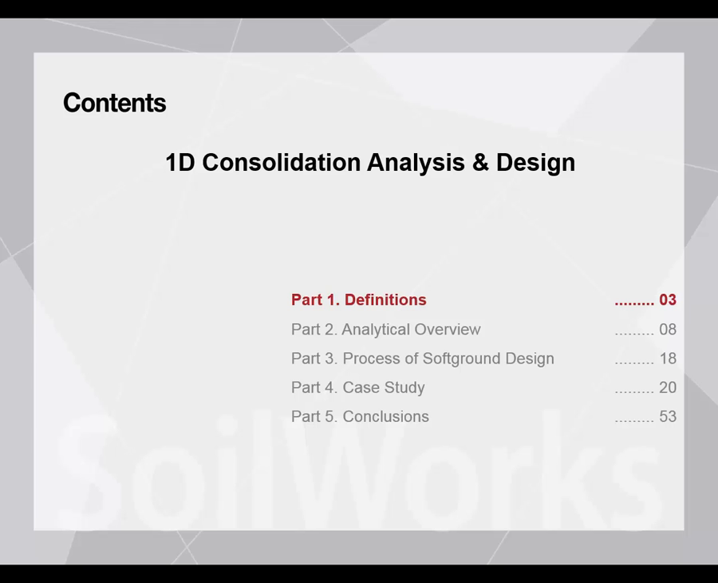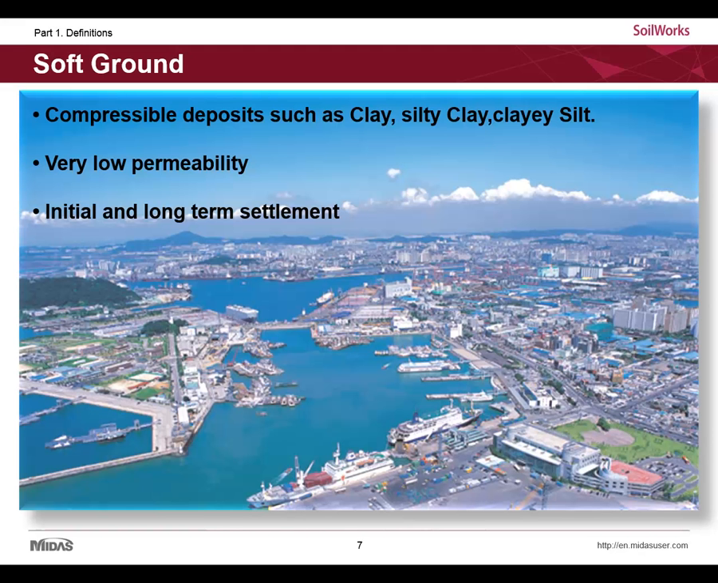First of all, definitions. What is soft ground? Soft ground is very compressible deposits such as clay, silty clay, clay silt. Because these kinds of deposits have a very low permeability, the water level is generally located on the ground surface. And if constructing an embankment over the soft ground or excavating some area, it can result in large settlement or failure of the ground.